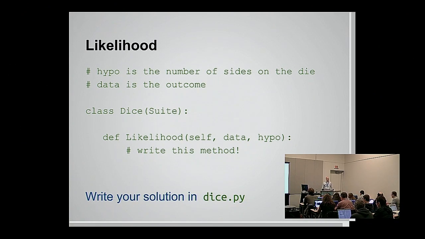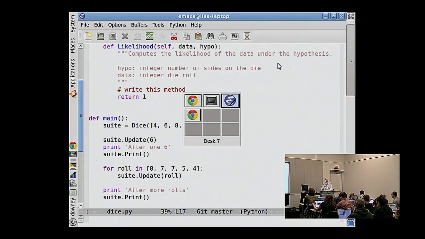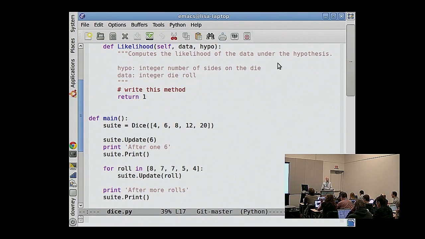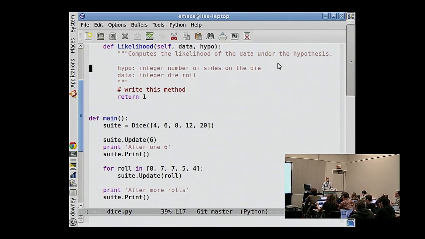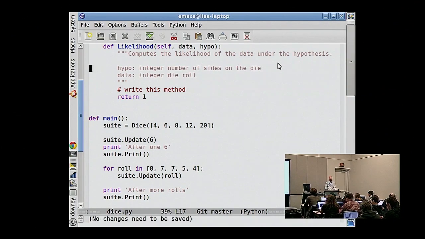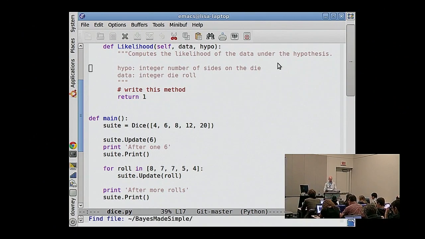Okay, how's that going? Again, you always have the option. For all of these exercises, there's a dice.py, there's also a dice solution.py. So if you get stuck, you can always cheat.